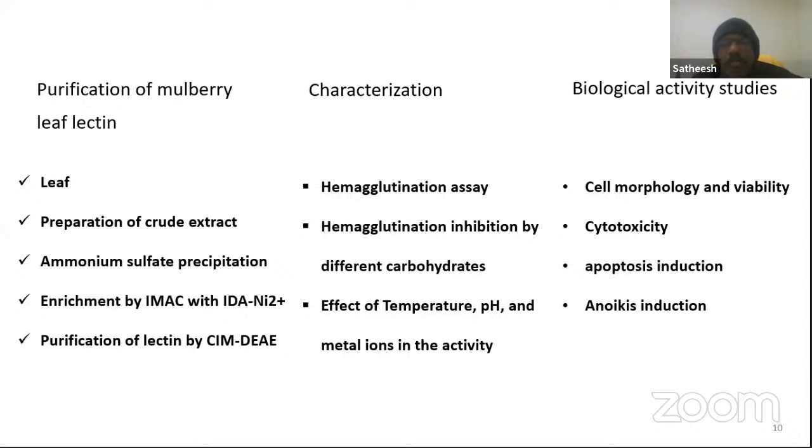Then we have done the biological property studies: how the lectin affects cell morphology and viability, cytotoxicity, whether it is able to induce toxic effects on the cell, apoptosis induction, and anoikis induction. These two processes we will see once we get to that.